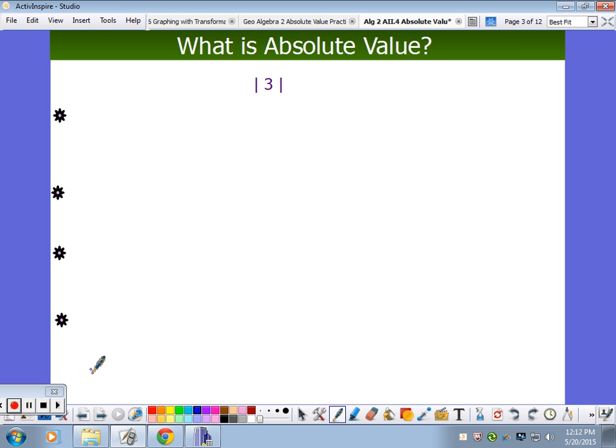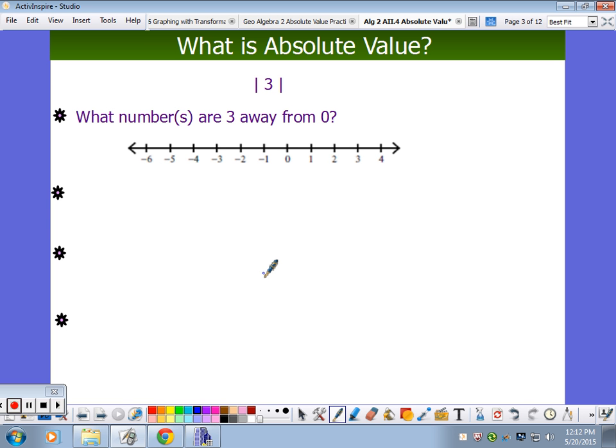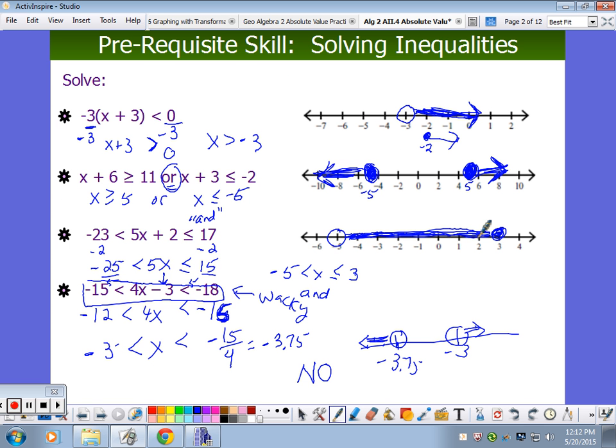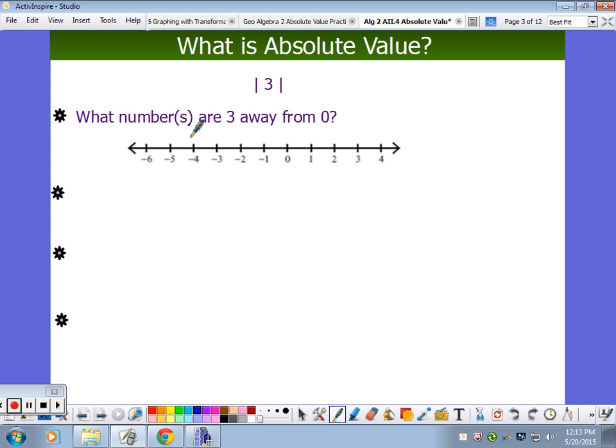All right, getting down to absolute value. What is it? So absolute value 3 answers the question, what numbers are 3 away from 0? Jerry, what numbers are 3 away from 0? When it says and, it has to be like this. It has to be inside. Yeah, it does, doesn't it? Because then it's true for them at the same time. This can't be an and. They're not true at the same time. It doesn't work. All right, getting back to this.